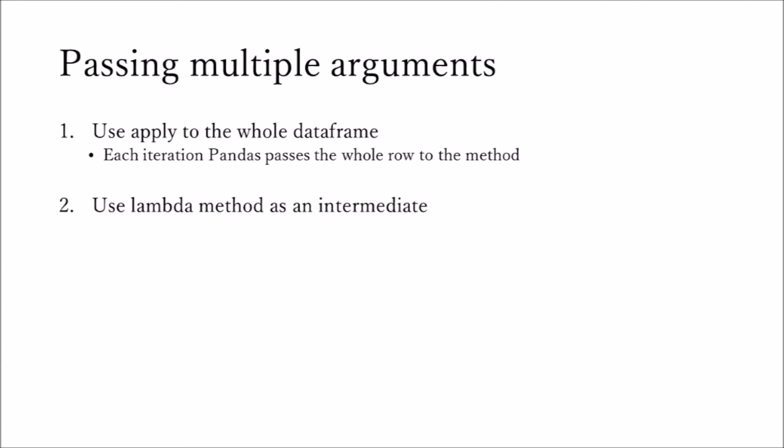This means that in the method apply, we further plug in a lambda function, and the lambda function calls the method which requires multiple columns data. This can bypass the single argument limit of the method apply because in the view of the method apply, there is only a single argument being passed, which is the row.